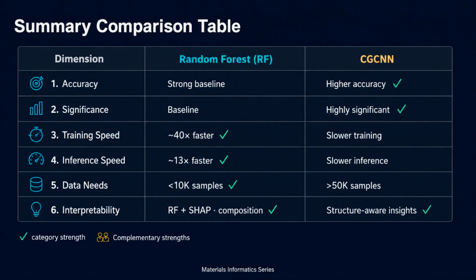Let's summarize our findings across all evaluation dimensions. For accuracy, CGCNN achieves meaningful improvement. Statistically, the difference is highly significant. For training, CGCNN is about 40 times slower. For inference, CGCNN is over 10 times slower. For data requirements, use random forest below 10,000 samples and CGCNN above 50,000. For interpretability, use random forest plus SHAP for composition insights and CGCNN for structure insights.